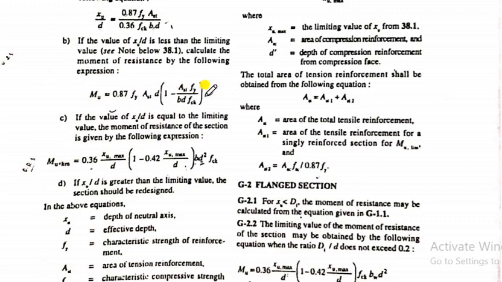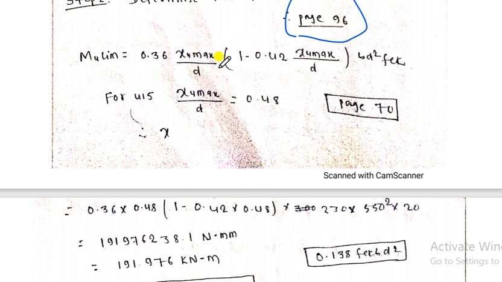Yes, we are in the IS 456 codebook, page number 96. As you can see here, the Mu limit formula is 0.36 Xu max by d into (1 minus 0.42 Xu max by d) into b d square f ck. So I have substituted this formula here, right?